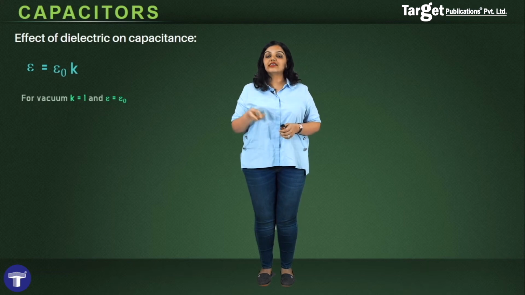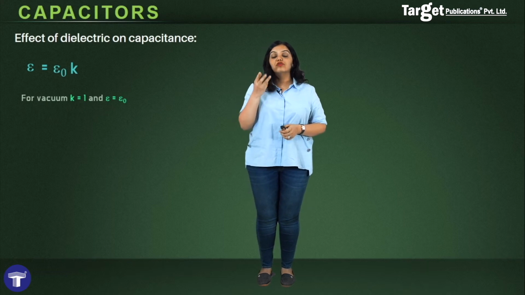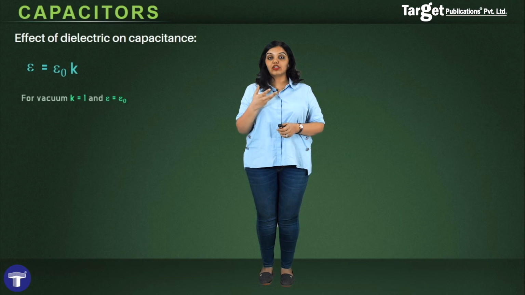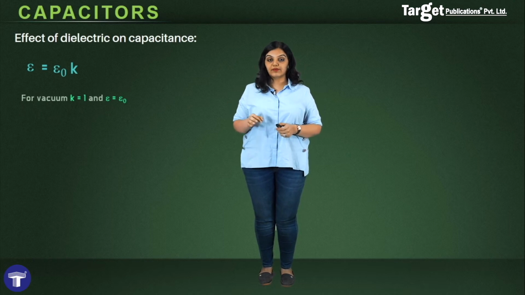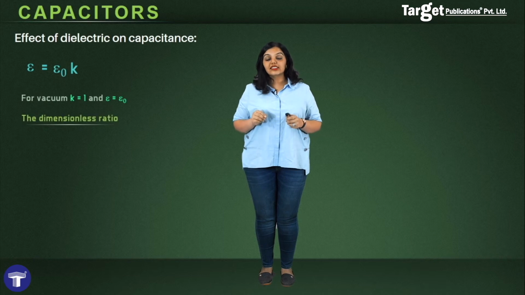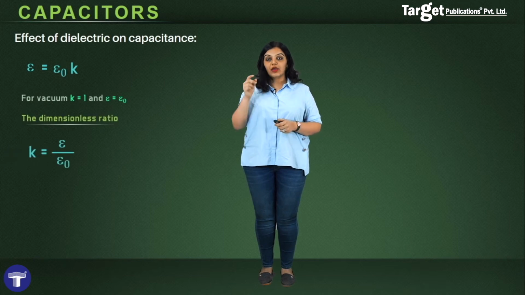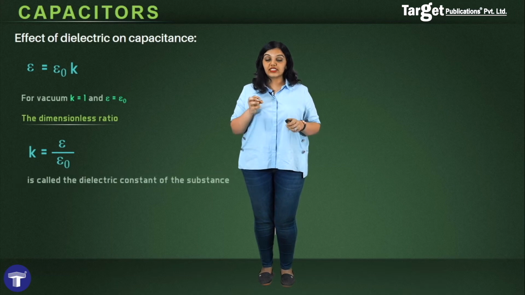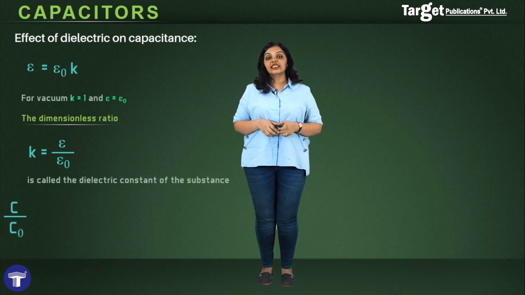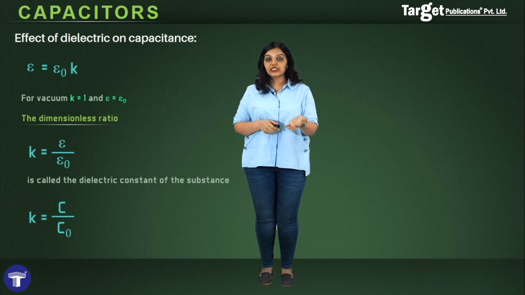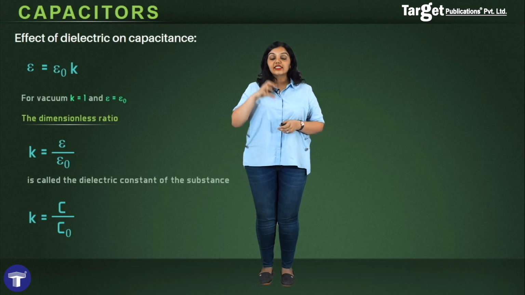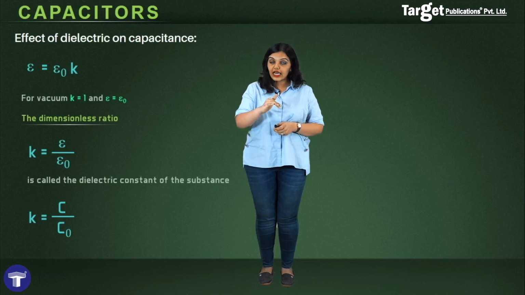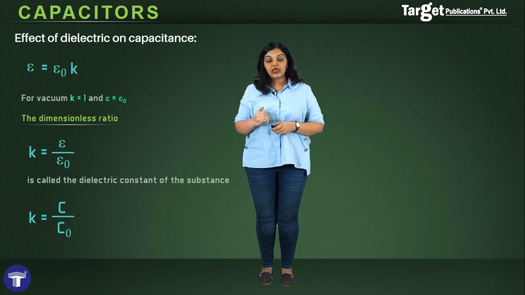And if you want to write down the permittivity for free space, you'll just say that epsilon is equal to epsilon naught into K, but K is 1. And therefore, for vacuum, epsilon is equal to epsilon naught. The dimensionless ratio, that is K is equal to epsilon upon epsilon naught, is known as the dielectric constant of the substance. And from here, I can see that K is the ratio of the new capacitance to the old capacitance. That is, it is the ratio of the capacitance after the dielectric was inserted upon the capacitance when there was only vacuum between the plates.